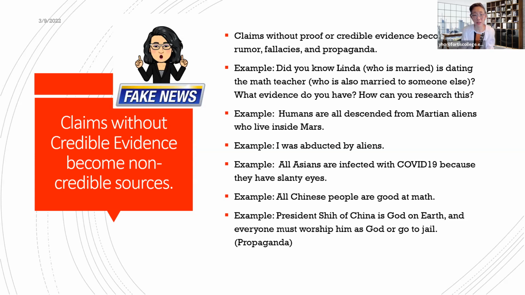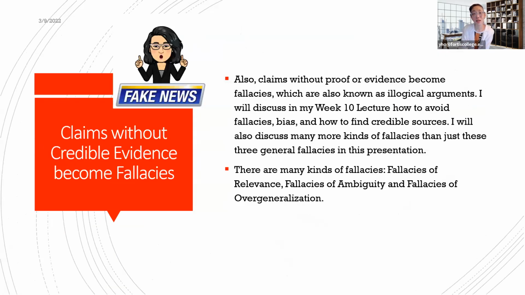Another one are stereotypes. All Asians are infected with COVID-19 because they have slanty eyes. So what does having slanty eyes have to do with COVID-19? Anything? Absolutely nothing. So it's a fallacy of relevance. Yes, so we end up with a fallacy. And also we look like an idiot if people instantly realize, oh yeah, you believe in Martians, huh? And people will laugh at you behind your back.